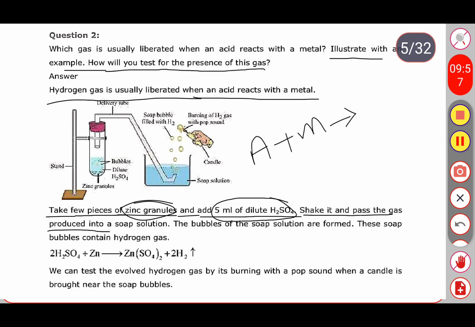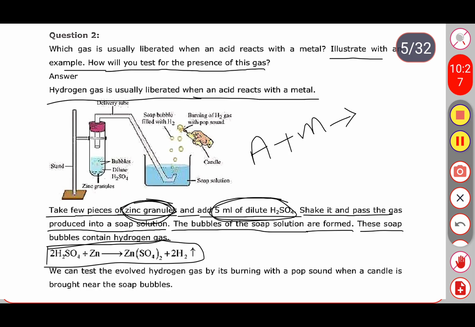The bubbles of the soap solution are formed. These soap bubbles contain hydrogen gas, and this is the most important reaction we are observing when zinc granules are reacted with H2SO4. So take zinc granules and add 5 ml of diluted H2SO4. By adding these two, we'll get bubbles. Those bubbles indicate the liberation of hydrogen gas.